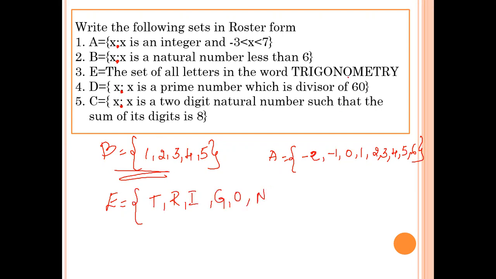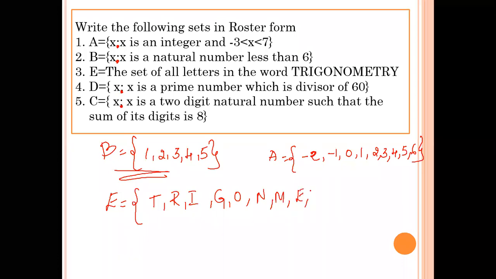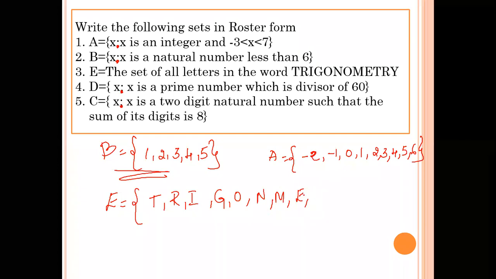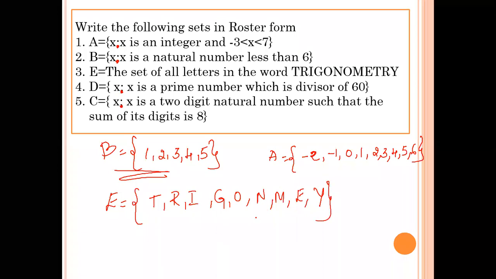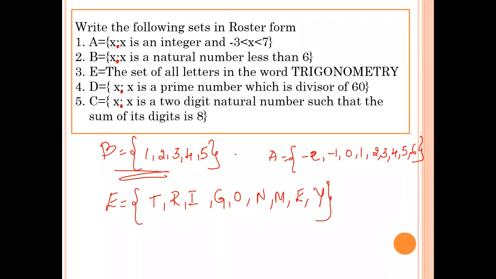Again I have O. So as I told, in roster form we don't repeat the elements, correct? So it is M E. Again we have T. We cannot write T because T has already been written once. Then we have R. Again R cannot be written. Then we have Y. So this is your answer. Did you get the answer, students? Okay, so can we go for the next one?